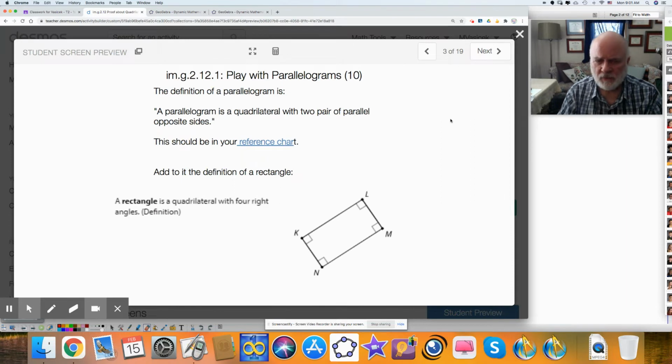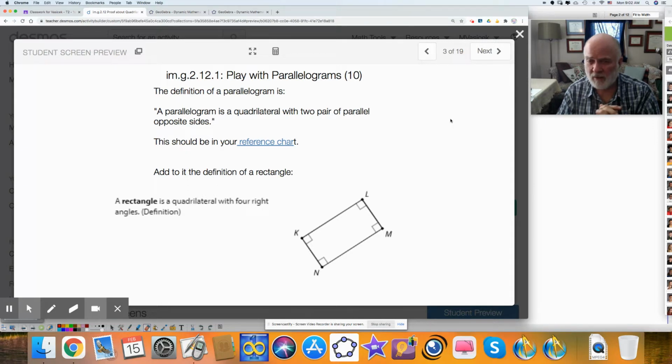First thing we have is the definition of a parallelogram. A parallelogram, by definition, is a quadrilateral with two pairs of parallel opposite sides. It doesn't say anything about the lengths. It doesn't say anything about the angle measures. It just says that the opposite sides are parallel.